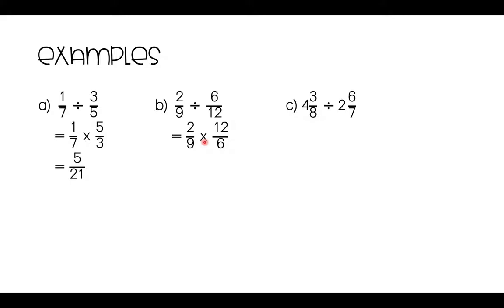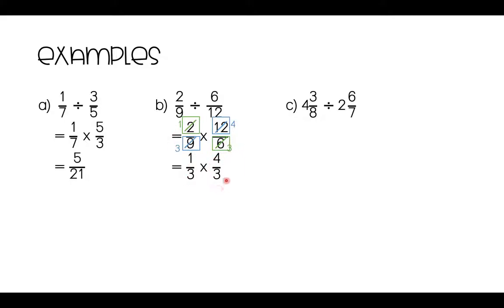And now we can look at cancelling. So we've got our 2 and our 6 here, and a common factor between 2 and 6 is 2. Now 2 goes into 2 once, and there are 3 2s in 6. And then we have 9 and 12, which also share a common factor of 3. And 3 goes into 9 3 times and into 12 4 times. So what we end up with is 1/3 times 4/3.